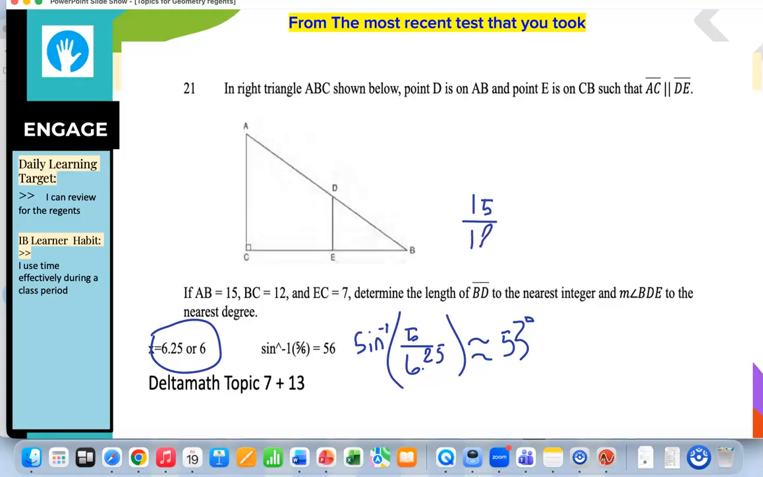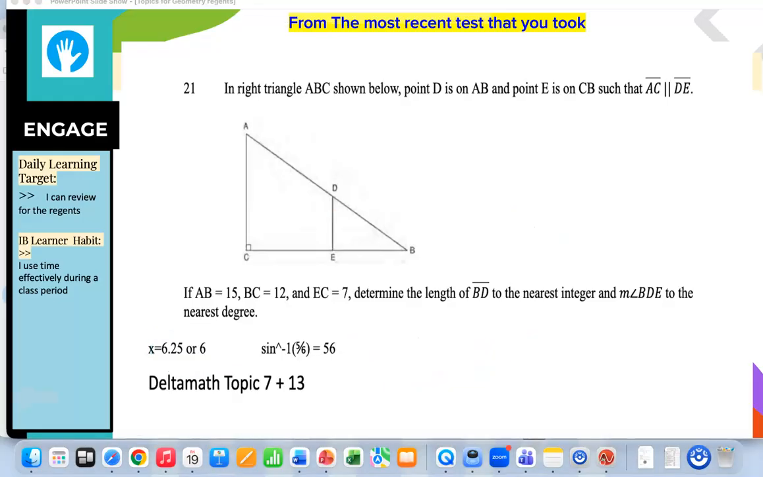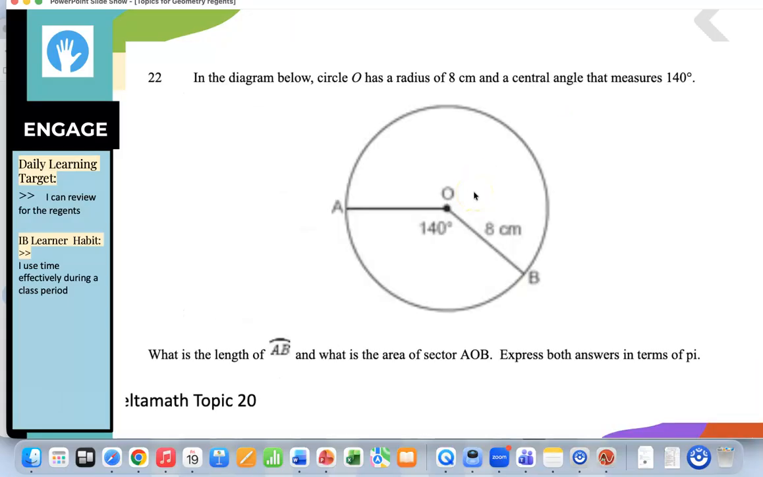15 over 12 equals X over 5. If you were able to make that connection and get to that point, that's great. And then knowing that this is a right triangle, and then finding this angle using the fact that this is a right triangle. All right, so I hope that was helpful. We're going to go ahead and go into the next question, which is related to sector area and arc length.